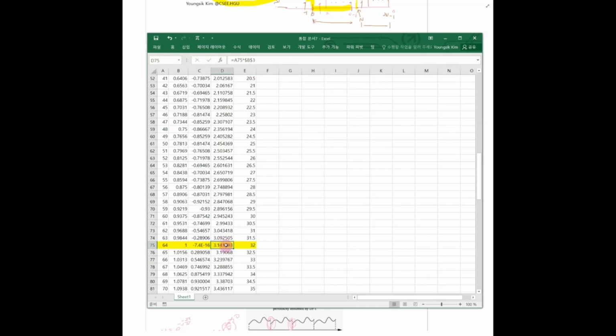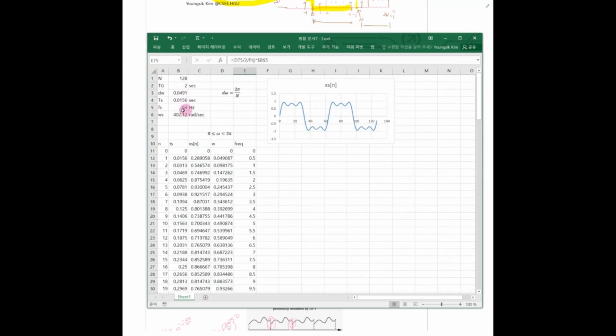Normalized frequency is pi, but the actual frequency is 32 Hz. You know that it is half of the sample frequency. That's the actual frequency. This one is a normalized frequency, this one is a radian angle, and this one is in Hertz.